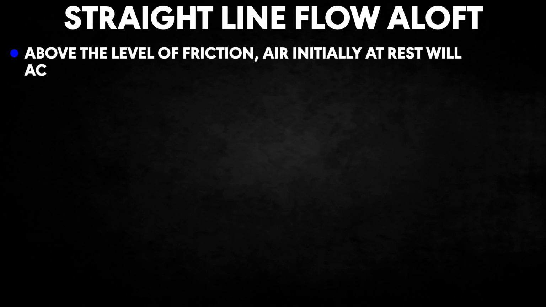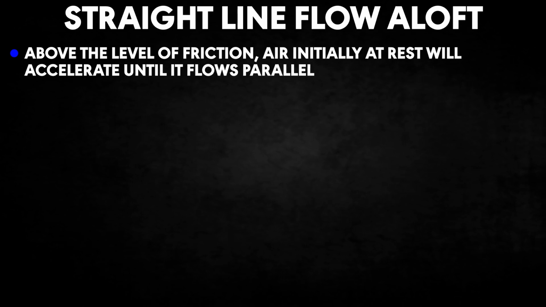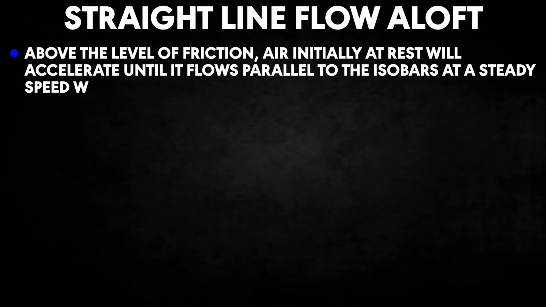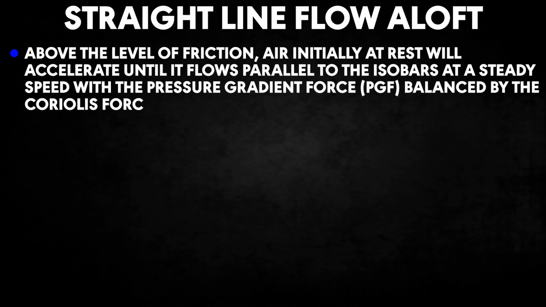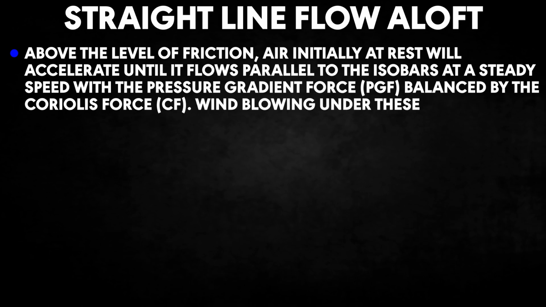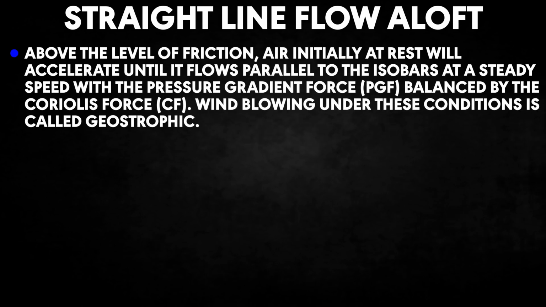Straight line flow aloft above the level of friction. Air initially at rest will accelerate until it flows parallel to the isobars at a steady speed, with the pressure gradient force, PGF, balanced by the Coriolis force, CF. Wind blowing under these conditions is called geostrophic.